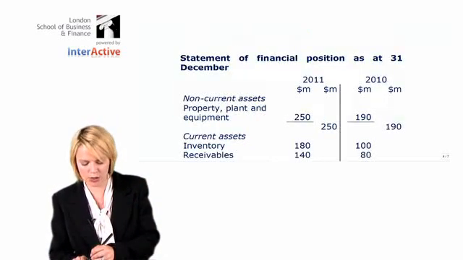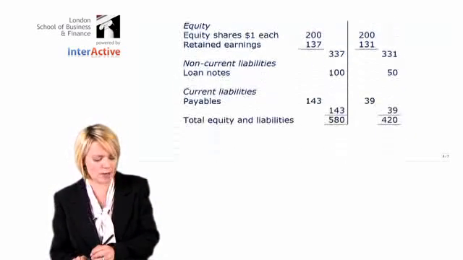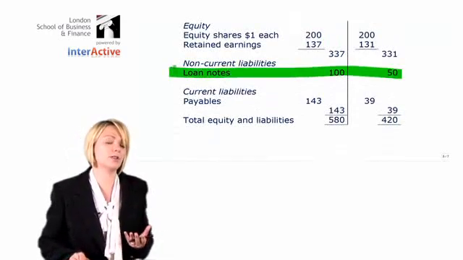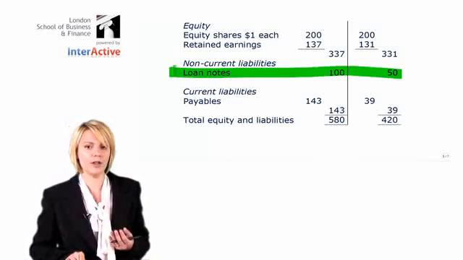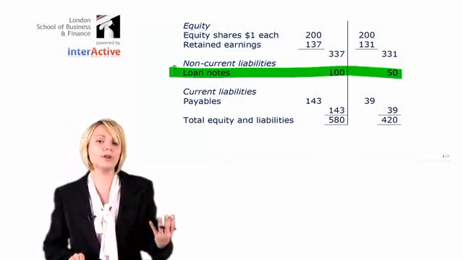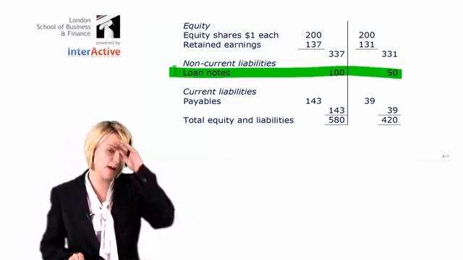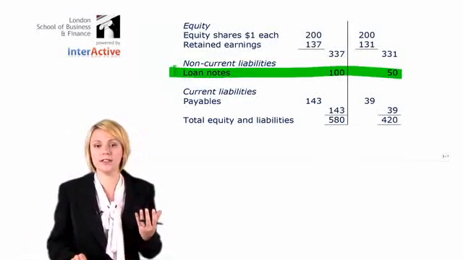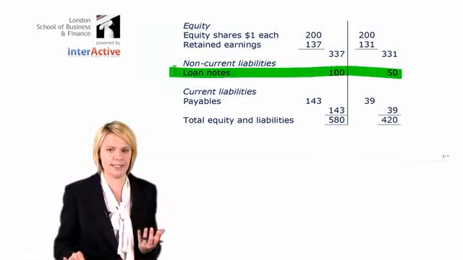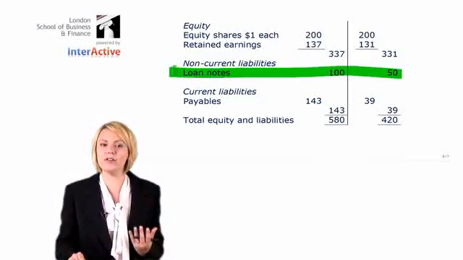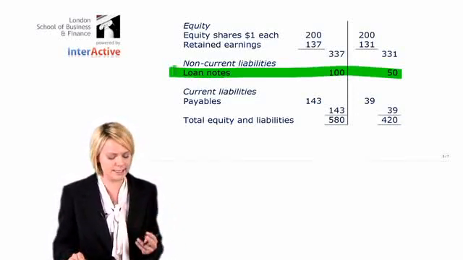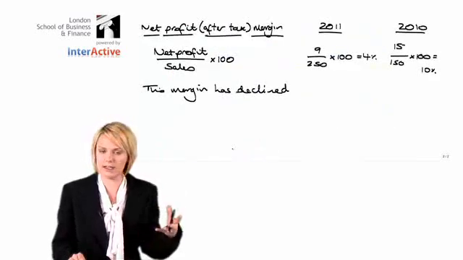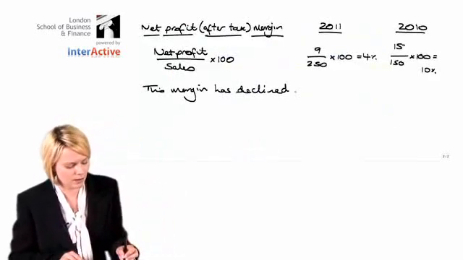Well, it must be because you've taken out more long-term debt. And that's evidenced by the increase in loan notes in the SFP. More debt, more loan notes, therefore more interest. Remember, interest we have to pay. Okay, it increases the risk of the business. So when we get to gearing, one of our final ratios, we'll look at this again. But that has certainly contributed to the decline in the net profit margin.